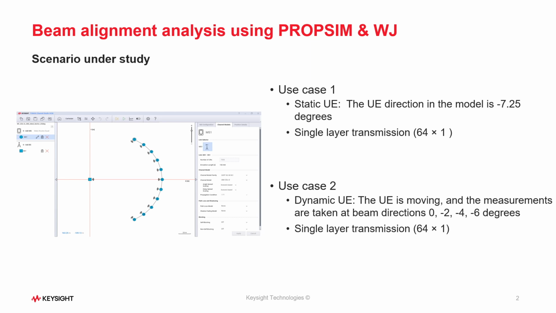In this demo, we will be focusing on the beam alignment analysis or verification in a massive MIMO setup. For that, we consider two use cases. The first one is the static UE, where the UE direction is modeled at minus 7.25 degrees, and the second one is the dynamic UE, where you can see here that the UE is moving along the path as shown here, and it's a pure line of sight model. And here we took the signal capture at the directions 0, -2, -4, and -6 degrees. And in both use cases, we consider single layer transmission.